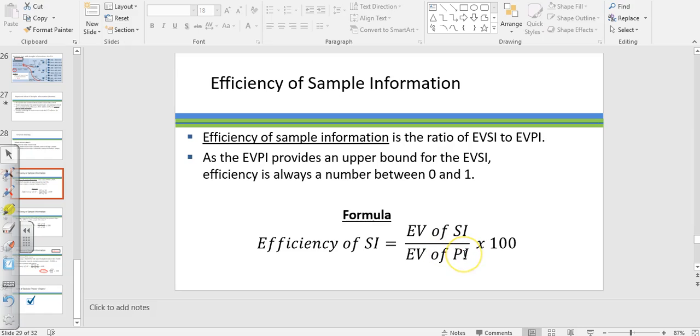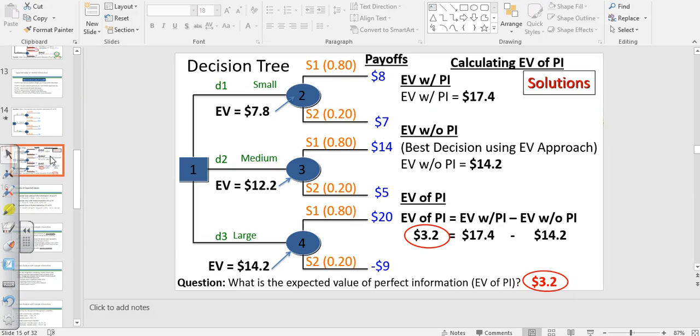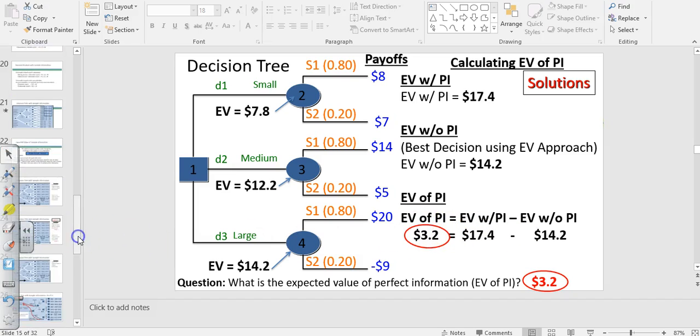And now we have to find the expected value of perfect information. Well, we had that from before, and let's see if we can find that slide quickly. There we go. Expected value of perfect information is 3.2. Remember, it was expected value with perfect information of 17.4. Expected value without perfect information, 14.2. So we subtracted the two. And again, expected value with perfect information was just finding the best payout for each state of nature, and then we did the expected value: 7 times 0.2, 20 times 0.8, and we got 17.4. And so there we go. Expected value of perfect information is 3.2. Let's go back to the end here.